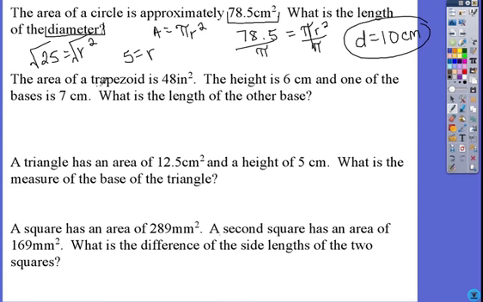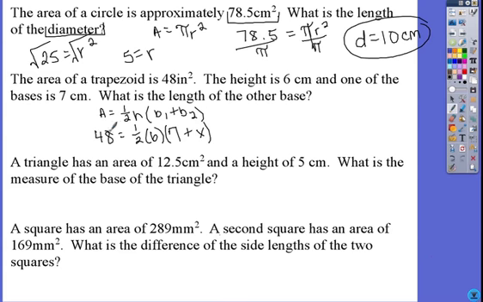Okay? So here we have a trapezoid that is 48 inches squared. So it's the area. The height is 6, and one of the bases is 7. What is the length of the other base? Well, I need to know my area formula for a trapezoid, which is 1/2 times the height, and then add the two bases together. And then I fill in what I know. I know the area is 48. I know the height is 6. I also know one of the bases is 7, and I'm going to use x to be the other base.